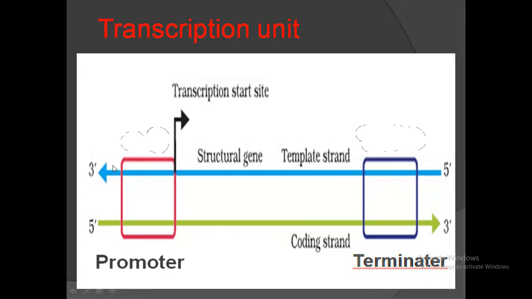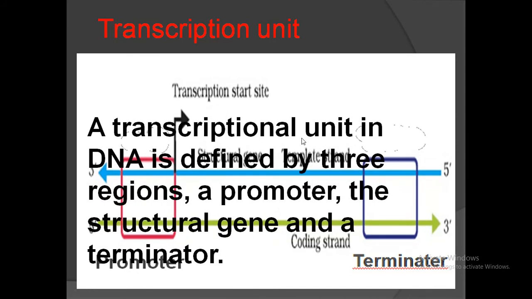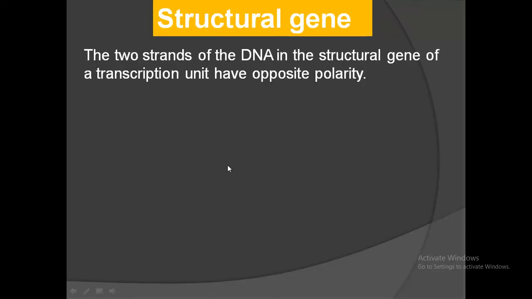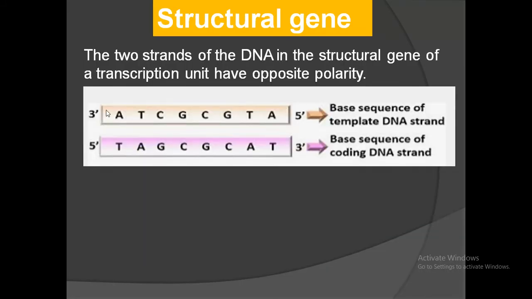The structural gene has the polarity of 3' and 5'. The DNA sequence before the structural gene is the promoter, and the DNA sequence after the structural gene is the terminator. A transcription unit in DNA is defined by three regions: a promoter, a structural gene, and a terminator. The two strands of the structural gene have opposite polarity, 3' to 5' and 5' to 3', but they are complementary to each other. They have complementary nucleotides: adenine with thymine, thymine with adenine, guanine with cytosine.